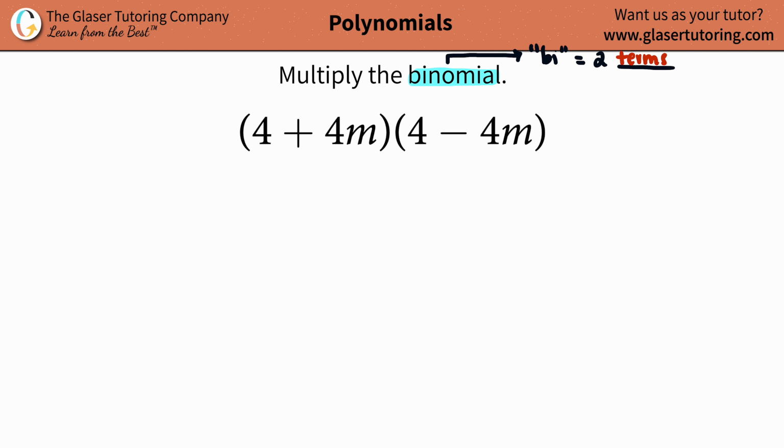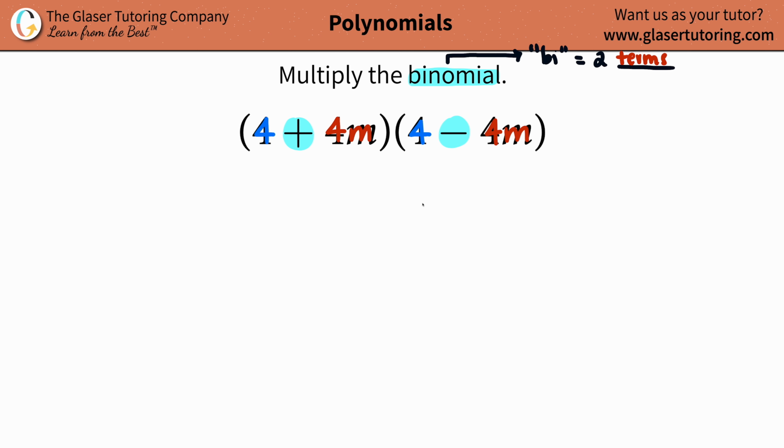Now, in this case, I notice some things that are kind of cool, right? I notice that for both of these, I have the same term that's in the beginning. They both state that it was a 4. So 4 and 4. And for the back term, it's the same thing, right? 4m and 4m. But the only difference is that one of them is a positive and the other one is a negative.